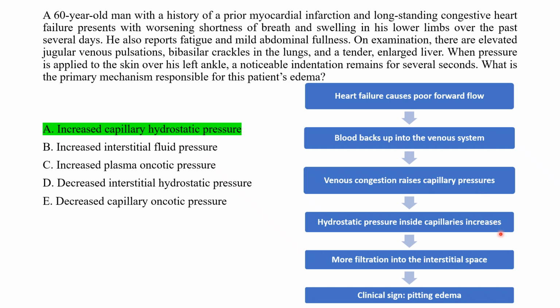The hydrostatic pressure inside capillaries increases. This creates a stronger force pushing fluid out of the capillaries into the surrounding tissues. And then there is more filtration into the interstitial space, and the excess fluid accumulates outside blood vessels, especially in gravity-dependent areas such as legs and ankles. And you will have clinical signs of pitting edema.